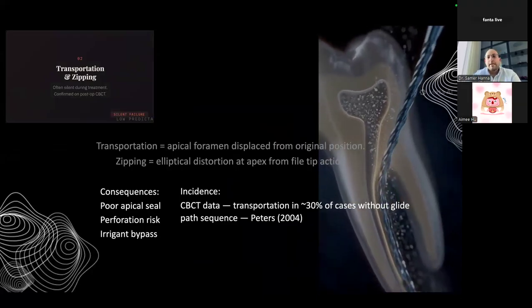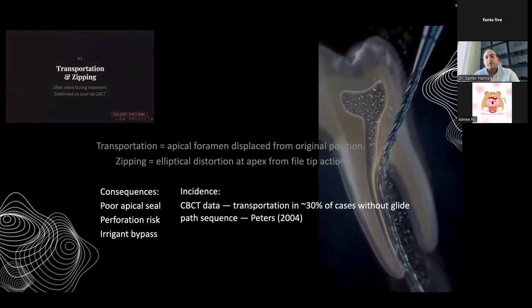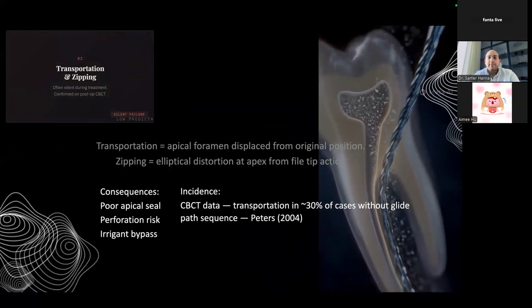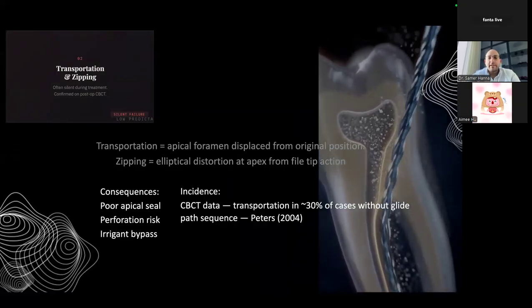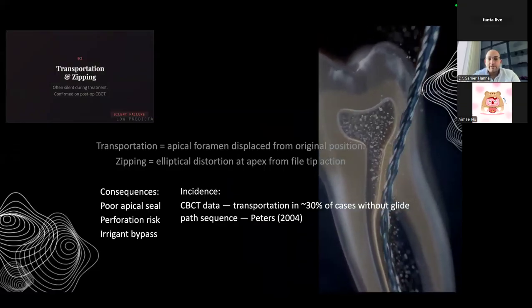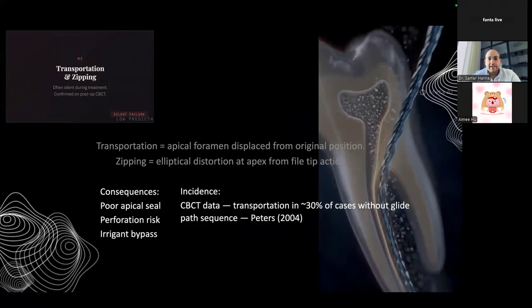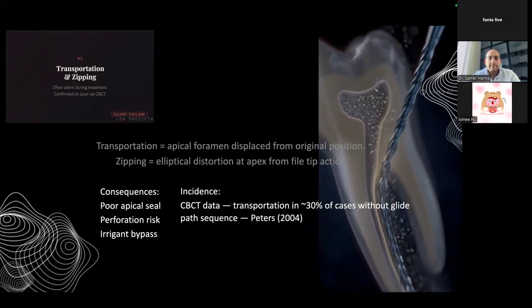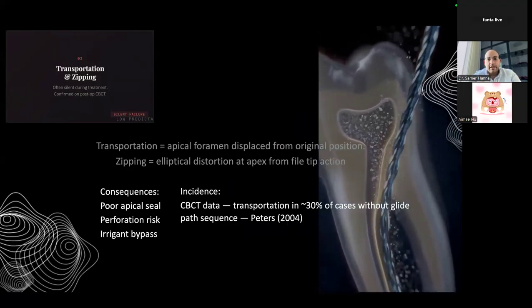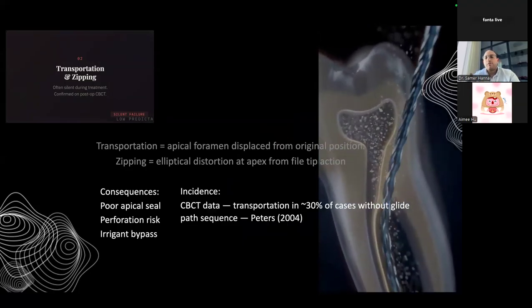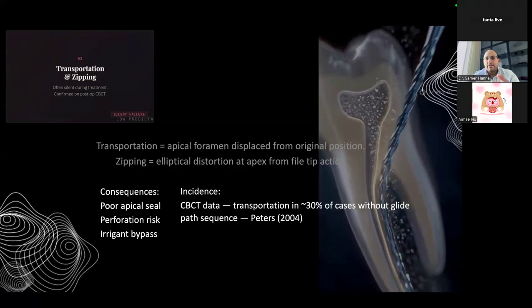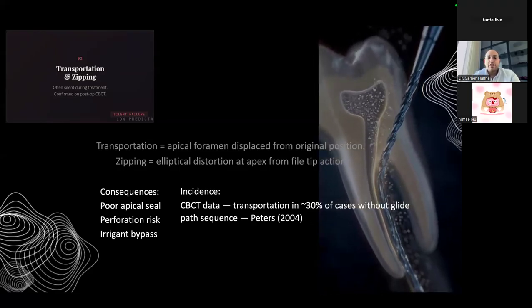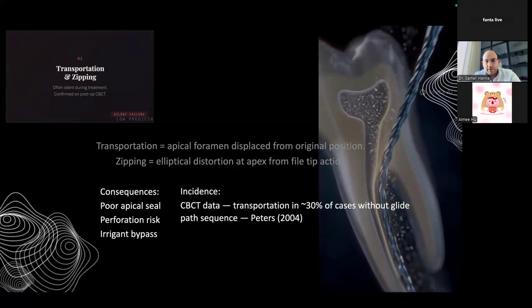Transportation is just the apical foramen being transported into another area, while zipping is, for example, the elliptical distortion at the apex from the file tip action. So let's say the apex is circular; the file will continue making it a different elliptical shape, changing the dimension or the geometry of it.